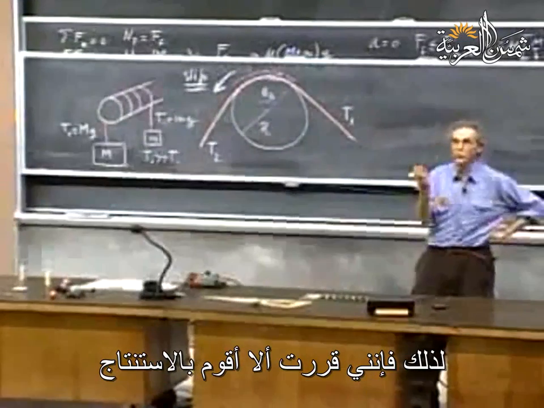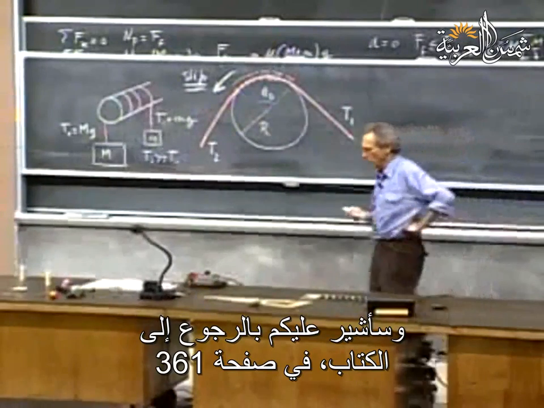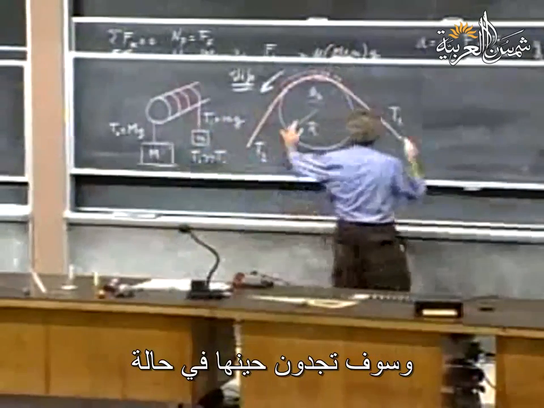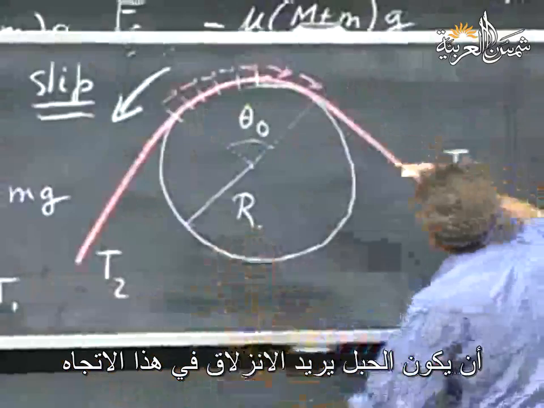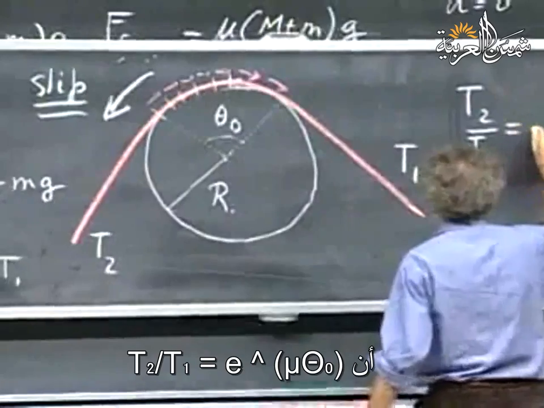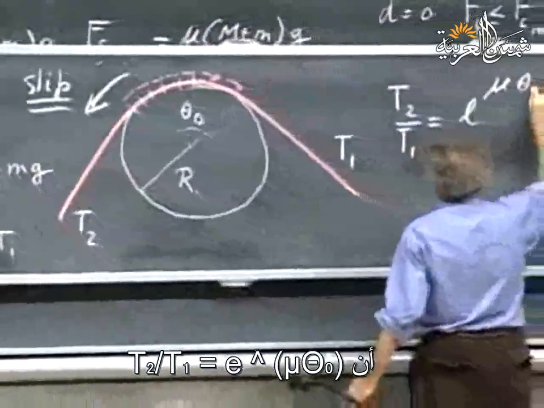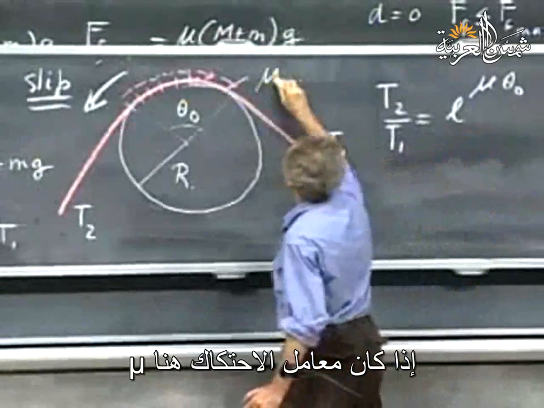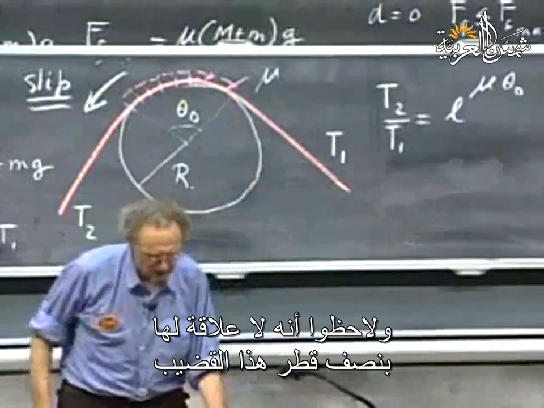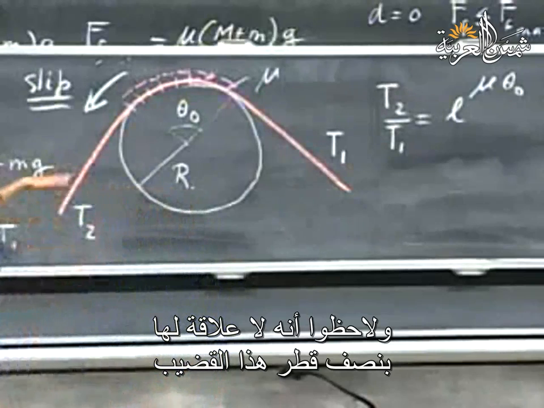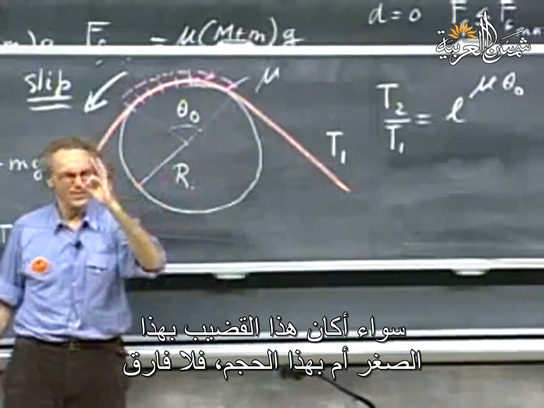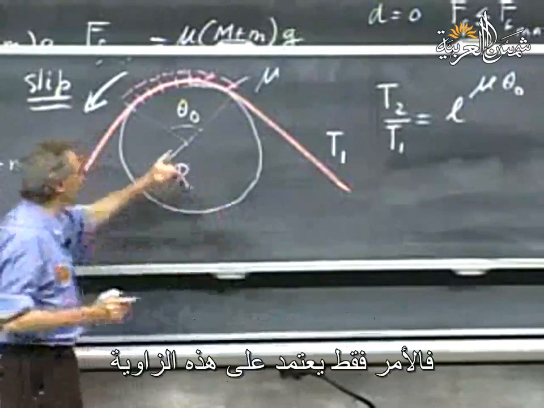So I decided to not do the derivation, but to refer you to the book, page 361. You will find that in the situation that the rope wants to start slipping in this direction, T2 divided by T1 is e to the power mu times theta 0. If the friction coefficient here is mu, it would be the static friction coefficient. So that is the result. Notice that it is independent of the radius of this bar, which is not so obvious, strangely enough. Whether the bar is this small or this small makes no difference. It only depends on this angle.